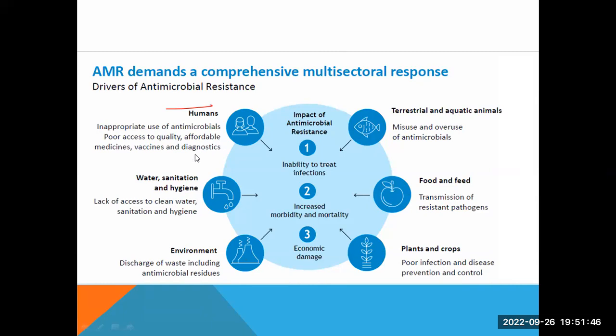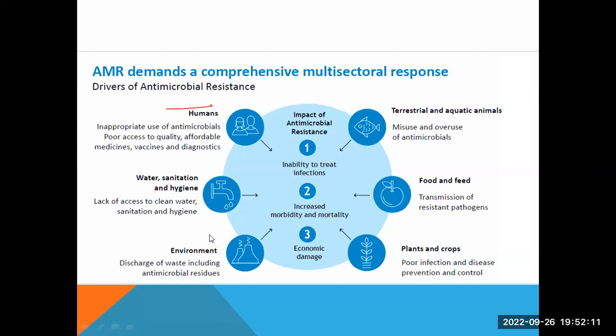And then we have water, sanitation, and hygiene, which is WASH. Of course, the lack of access to clean water seems very basic, but believe me, it helps a lot in this issue. The lack of access to clean water, sanitation, and hygiene, again, goes back to the mode of transmission that we've been discussing. We're not breaking the chain here. We're not breaking the cycle of the infection.